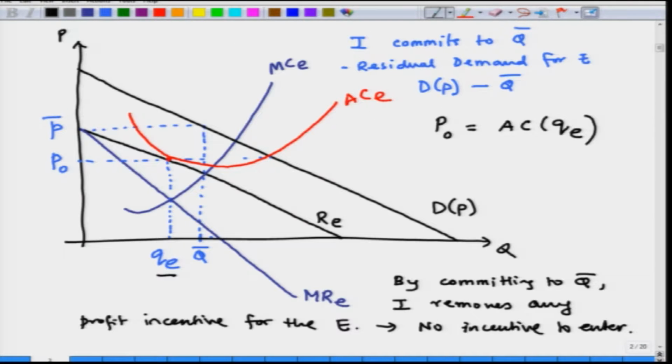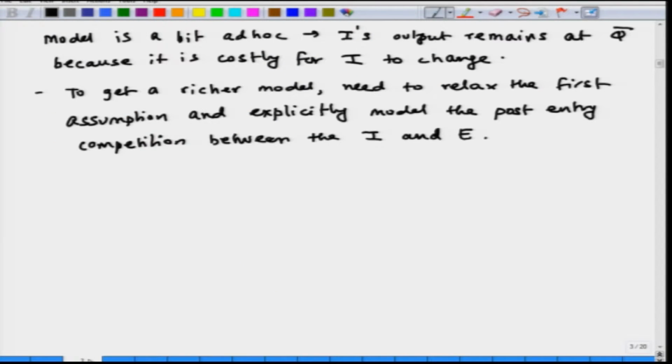So, while this model is essentially giving us a flavor of entry deterrence, in the sense that by committing to an output which is q bar, the incumbent can remove the incentive for the entrant to enter the market, the problem is that we have not yet modeled the post entry competition between the incumbent and the entrant. In other words, we are not justifying that the incumbent would not change its output when there is entry, right. So, let us see a model where there is post entry competition between the incumbent and the entrant.